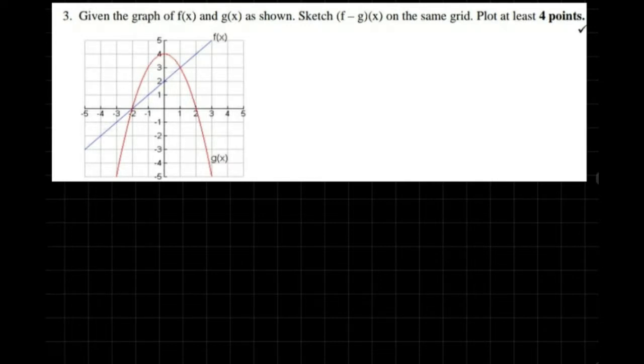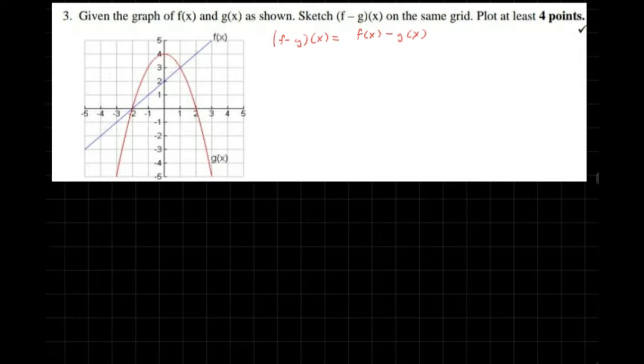Alright, given the graph of f of x and g of x as shown, sketch f minus g of x on the same grid, plot at least 4 points. Okay, so to do this, we know that f minus g of x is equivalent to f of x minus g of x, and you can only combine two functions as long as the x values are consistent.